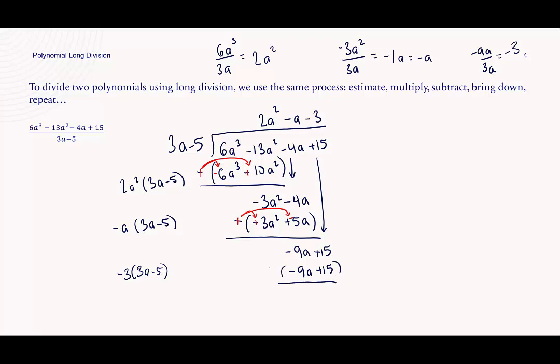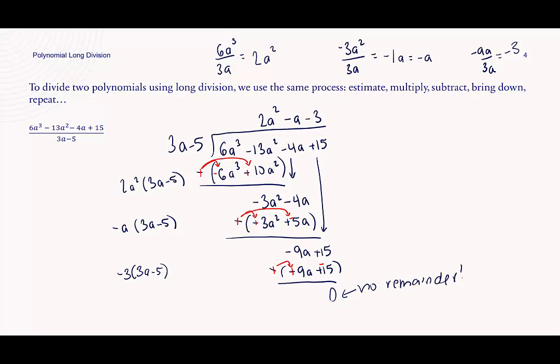I set this up. I prepare for subtraction. I'm going to change my signs. This becomes a plus. This becomes a minus. That subtraction becomes a plus. And what happens here? This is 0, but so is this. We have no remainder. What? No remainder. So what does this mean?